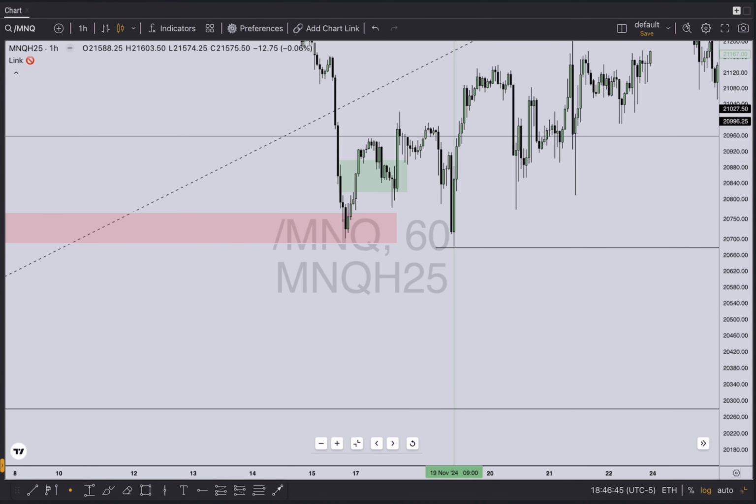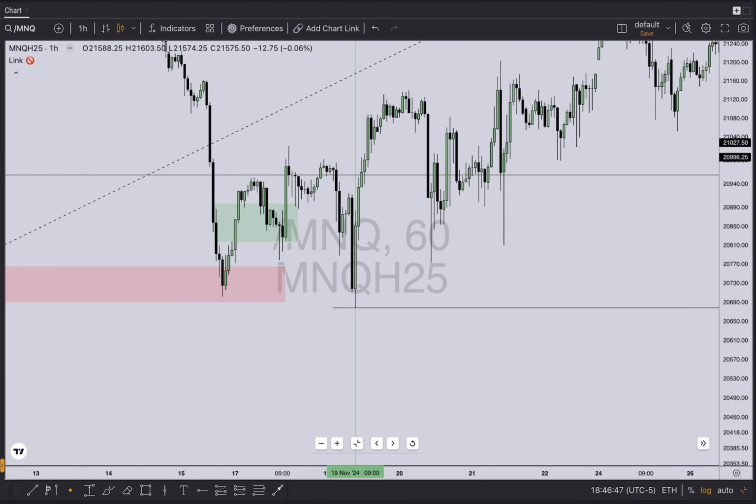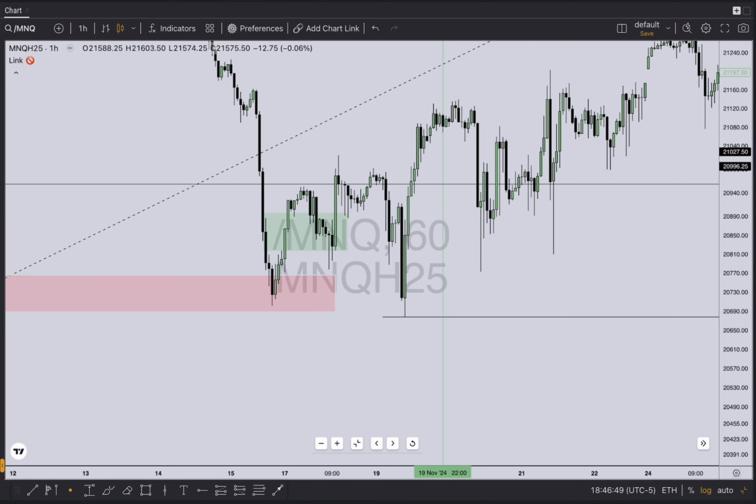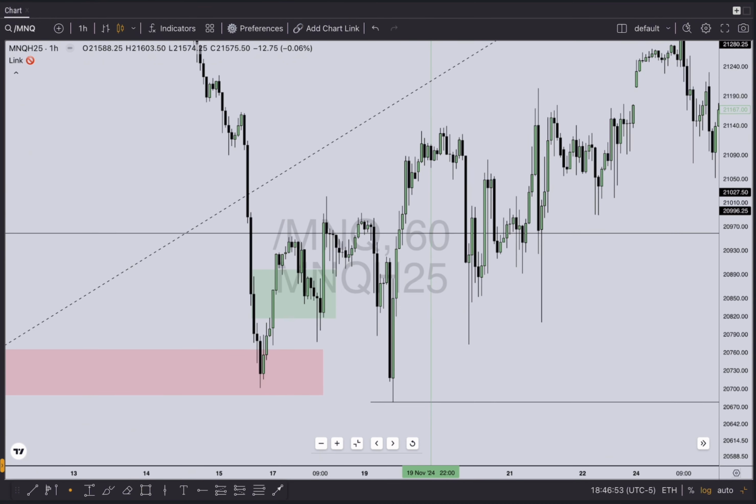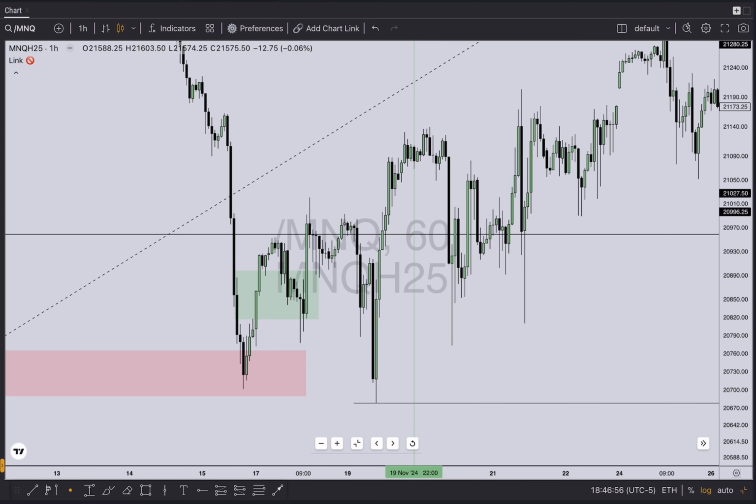So 1 hour time frame here, we can see how price, I'm gonna move this just for now. We can see here how price didn't break structure yet on the 1 hour time frame because the high is still here. So on the 1 hour time frame, we're still not in a bullish trend.